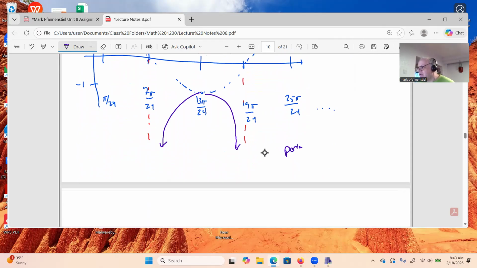Say, okay, what's the period? Where did we start? Where did we end? We ended at 25 pi over 24. We started at 1 pi over 24. So we have the ending minus the beginning. So 25 minus 1 gives us 24 pi over 24, which gives us just pi.